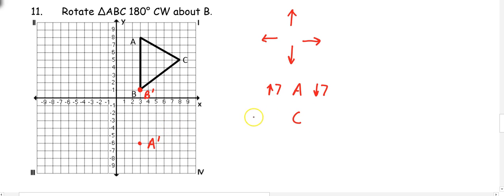From C, we used to go up 4 and right 5. So for 2 turns, instead of going up, we're now going to go down 4. And instead of going right, we move 2. We're going to go left 5. So from B, I'm going to go down 4 and left 5. And this is my new C point.